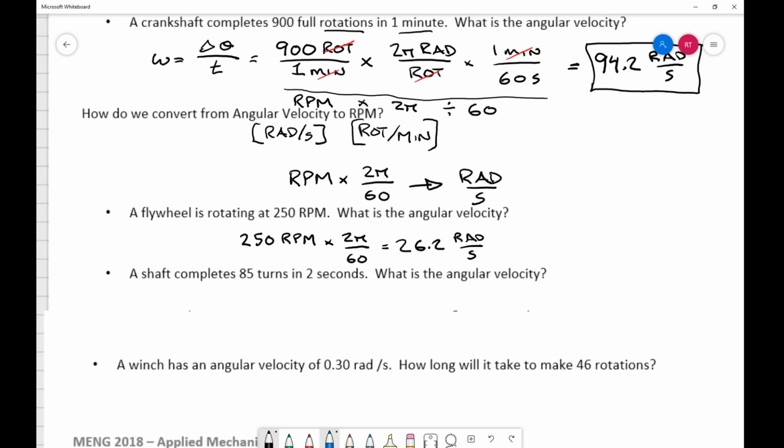A shaft completes 85 turns in 2 seconds. What is the angular velocity? My angular velocity is equal to 85 rotations per 2 seconds. I like seconds, I don't like rotations, so times 2 pi radians per rotation. That wipes out rotations, and that's equal to 267 radians per second.